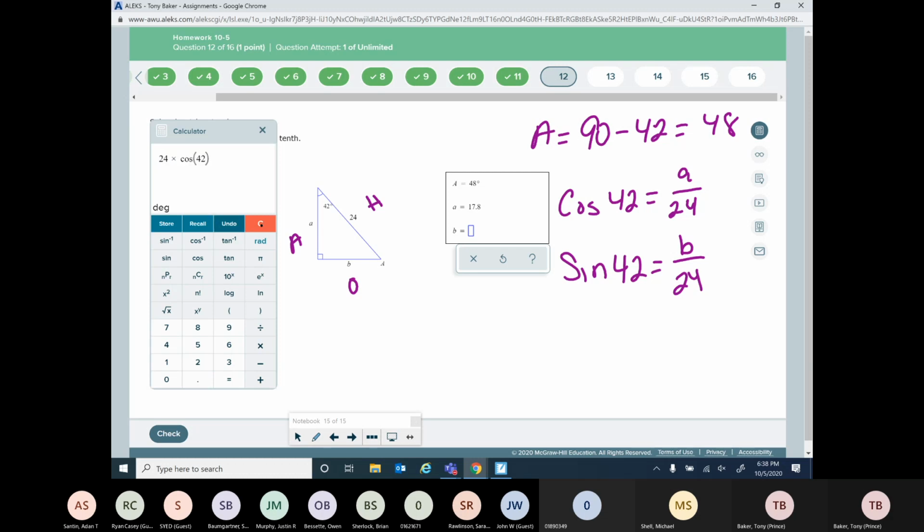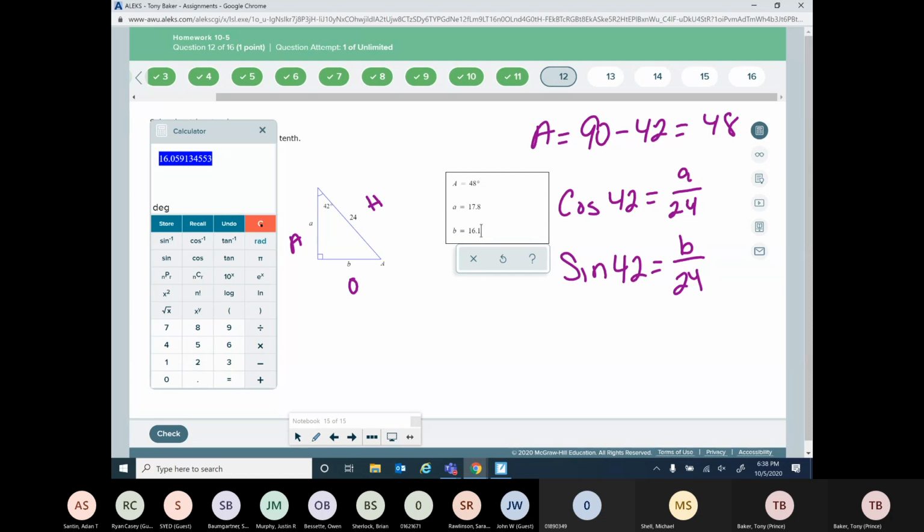I think I did 42 on the last one. I did do 42 on the last one. Oh, no, it was 42. Okay, that one was right. The angle 42 and 24 are too close together. So this one's 16.1.